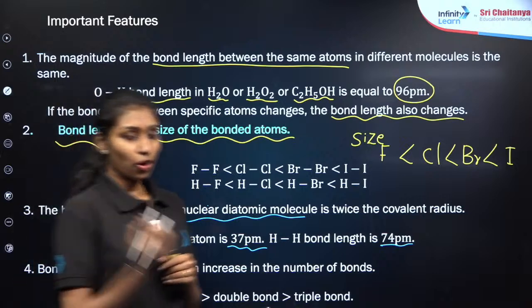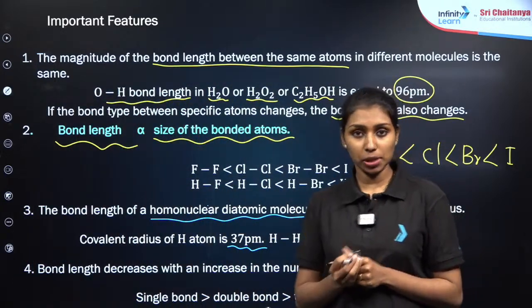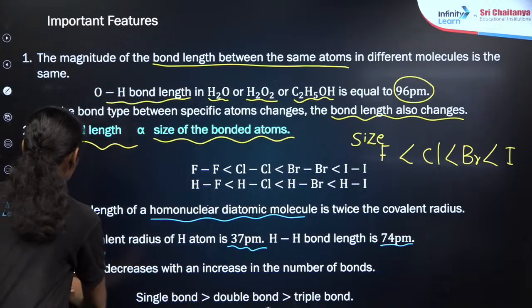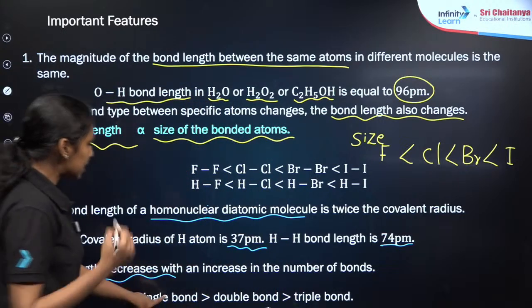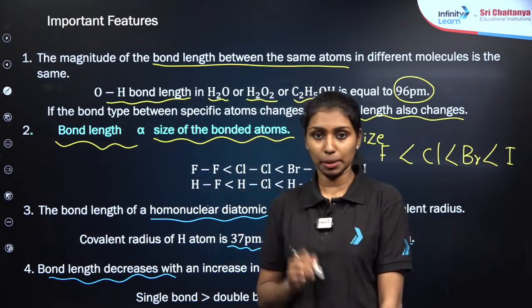Now, we already discussed bond order. If the number of bonds present in a molecule increases, what will happen to the bond length? Bond length decreases. So we can say that a single bond has the maximum bond length as compared to a double bond and a triple bond. Clear?